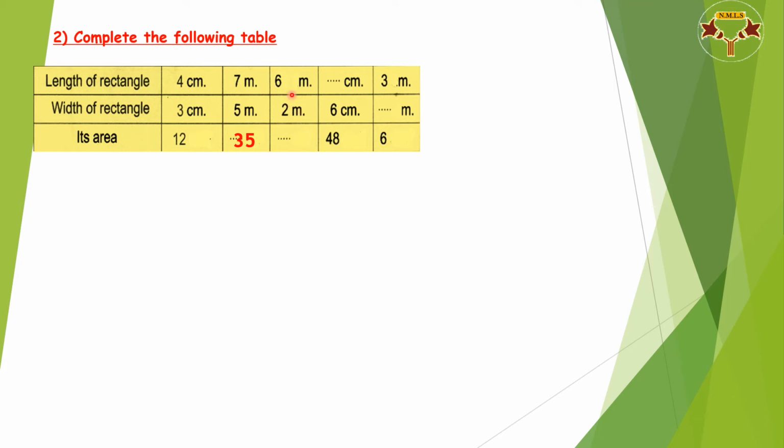Number 3, here we have 6 meters in length and 2 meters in width, and the area of a rectangle equals length times width. Then we will multiply 6 times 2. From table 6, we will raise 2 fingers: 6, 12. Then the answer will be 12 meter square.